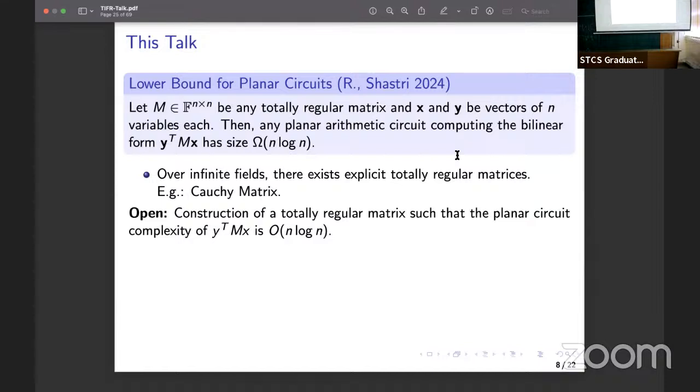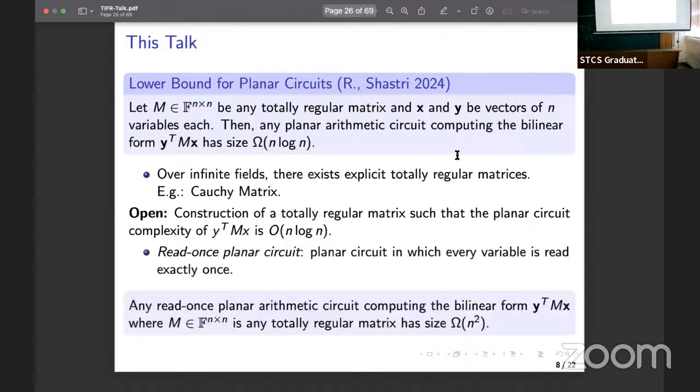The DFT matrix is an example of a bilinear form which is computable in n log n. Yes, because of the FFT. But here you require M to be totally regular, which is not planar by any stretch. Yes, it's not totally regular.